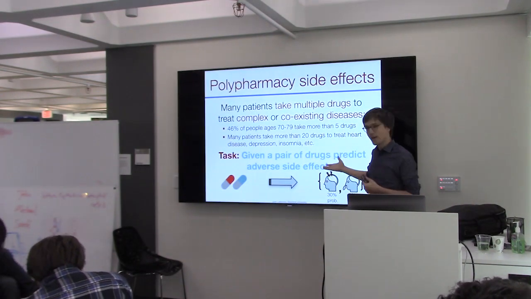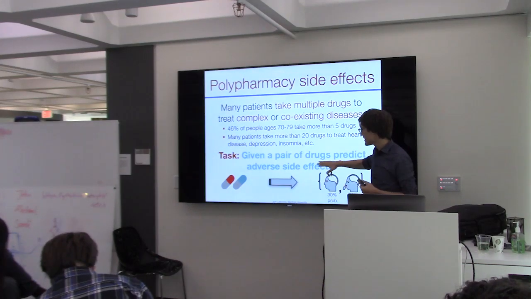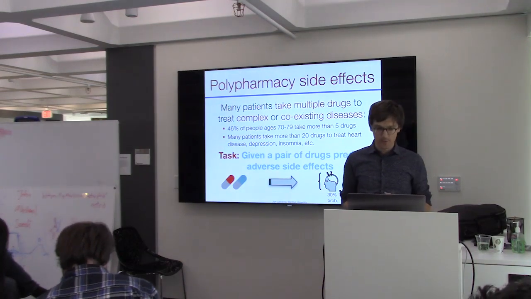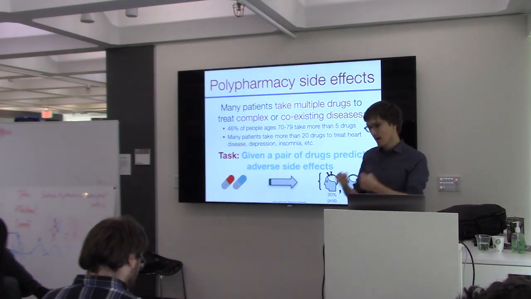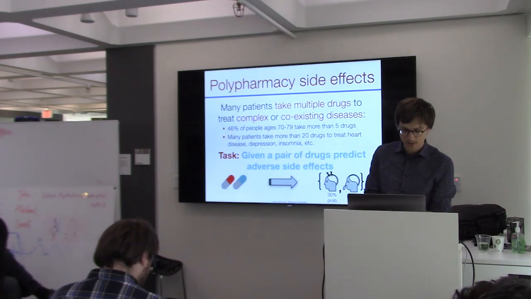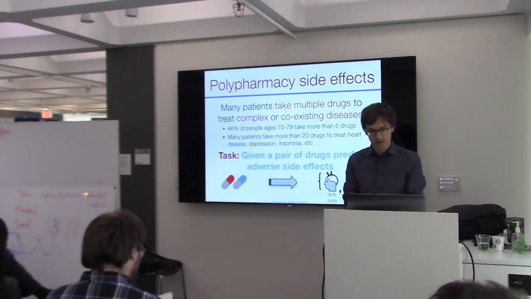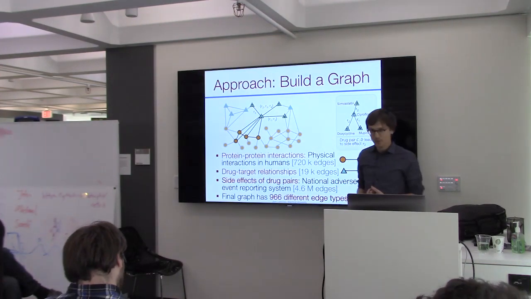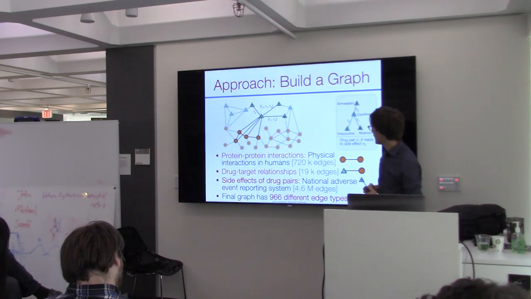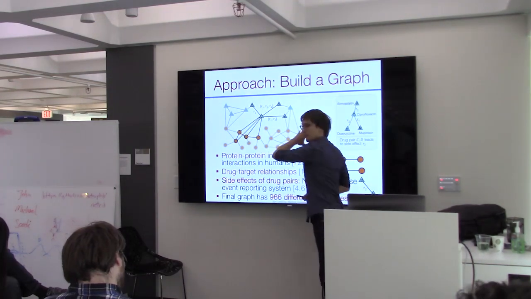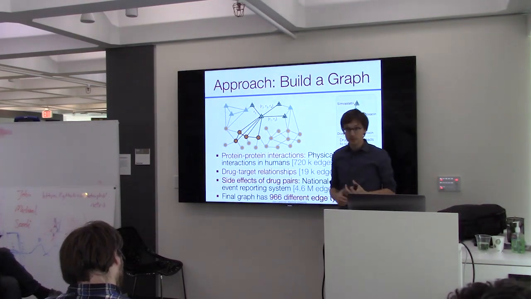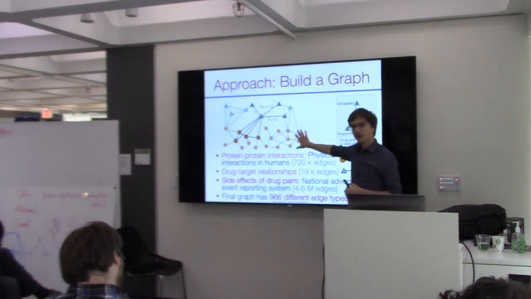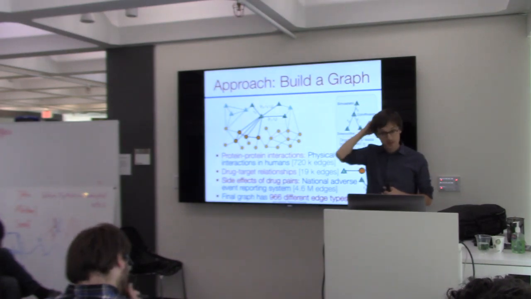So what you want to do, just as an example of this type of task, is given a pair of drugs, can I predict what adverse side effects are going to occur, right? For any pair of drugs, I want to be able to make that prediction. And the way we'll do this is using networks. First, we are going to create a two-layer multimodal network, and here is what is in this network. At the bottom, we will have physical protein-protein interactions. This is a protein-protein interaction network, with around 20,000 nodes and 700,000 edges.